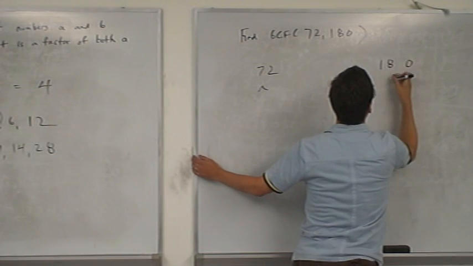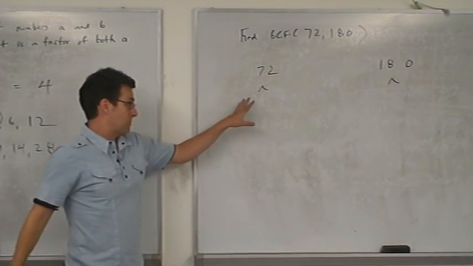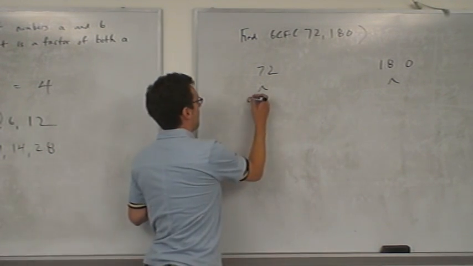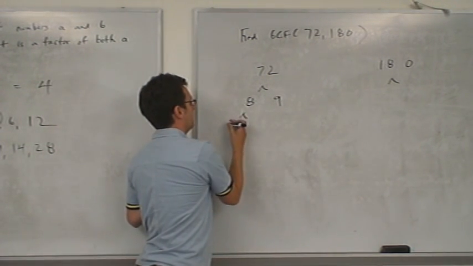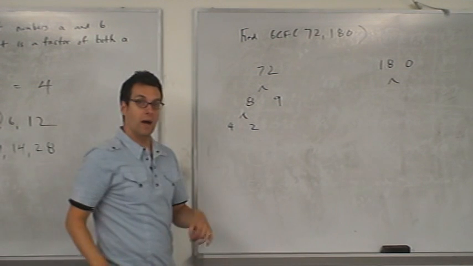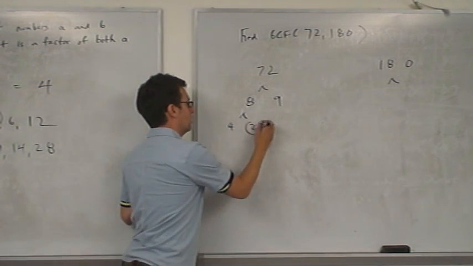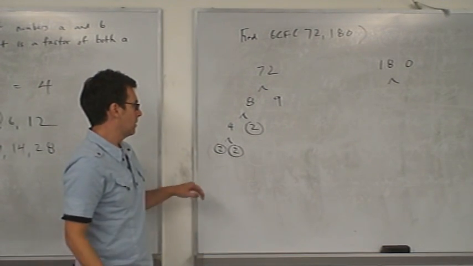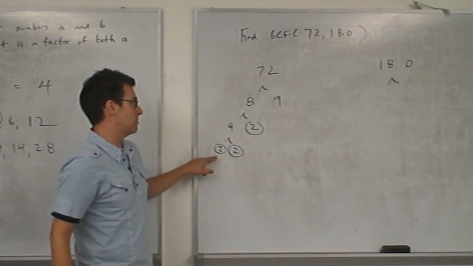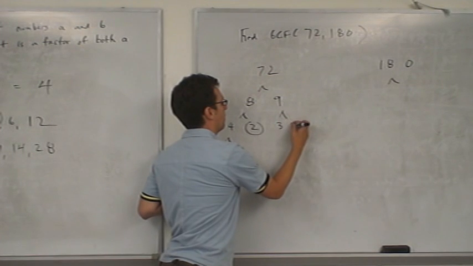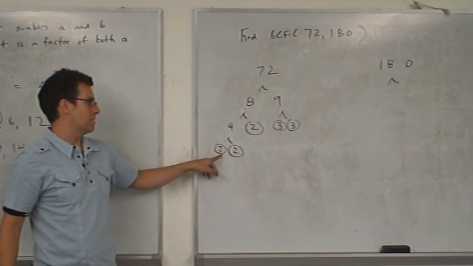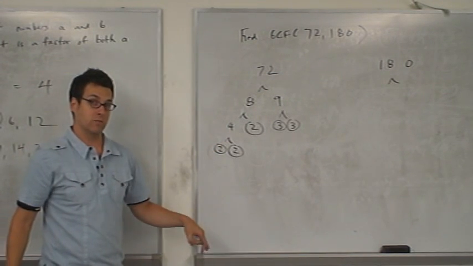So 72. To find the prime factorization of 72, we just look for two numbers that multiply to 72. 8 times 9 is 72. 8 is not prime, but it can be written as 4 times 2. 2 is prime, 4 is not, but 4 can be written as 2 times 2. So 8 is 2 times 2 times 2, and 9 is not prime, but it can be written as 3 times 3. So 72 looks like it is 3 factors of 2 and 2 factors of 3.